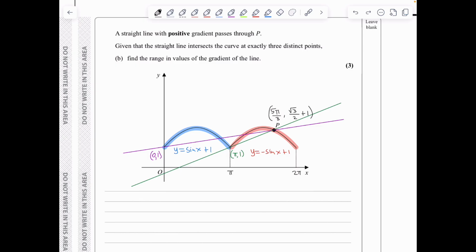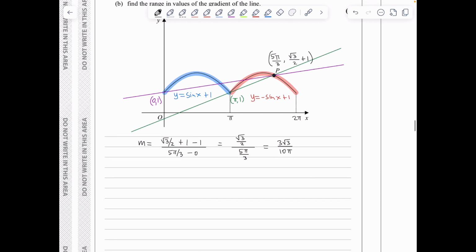So for the line passing through 0, 1, we've got that the gradient is rise over run, so it's root 3 over 2 plus 1 minus 1 over the 5 pi over 3 minus 0. This gives an answer of root 3 over 2 over 5 pi over 3, which simplifies to 3 root 3 over 10 pi. Whereas for the straight line passing through pi, 1, I will repeat the process.